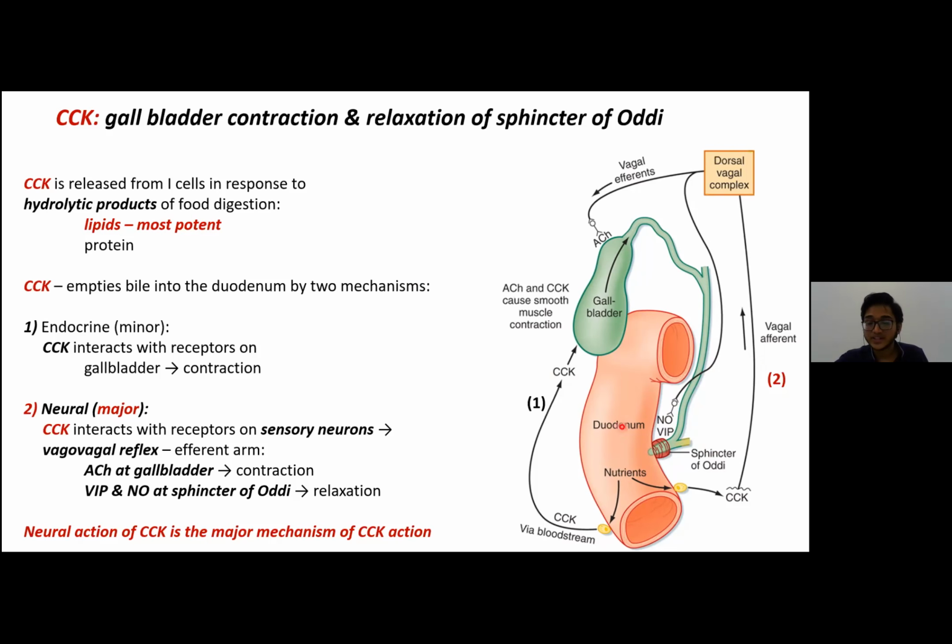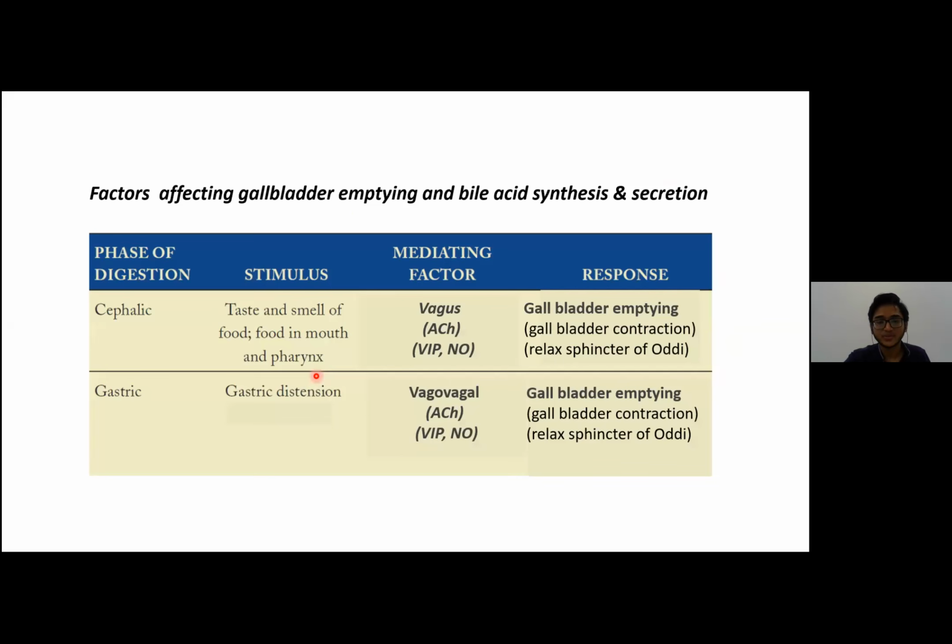Now, you need to know these two things, okay? From this slide, CCK causes contraction of the gallbladder and relaxation of the sphincter. How does it do this? By acetylcholine release onto the gallbladder, and nitric oxide and VIP release onto the sphincter. You need to know these two things. This is what we discussed previously.